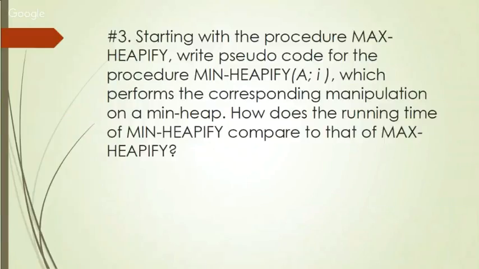Number 3 says, starting with the procedure Max-heap, we'll write the pseudocode for the procedure MIN-HEAP A, I, which performs the corresponding manipulations of the MIN-HEAP. How does the running time of MIN-HEAP compare to the Max-heap? So basically, the question here is, first of all, to modify the algorithm from Max-heap to MIN-HEAP and see what the running time will be. So our solution is here.